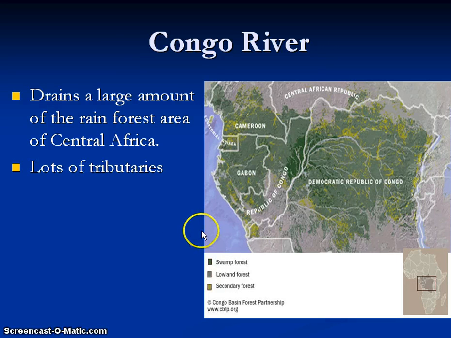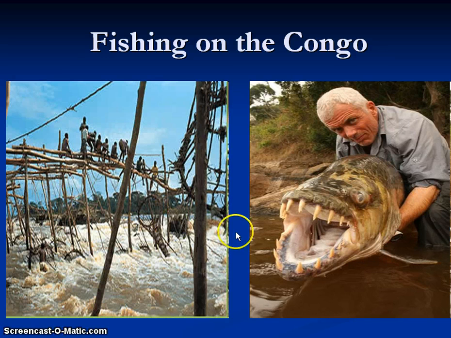The Congo River drains a large portion of the rainforest in Central Africa. There's lots of tributaries. It's kind of similar in some ways to the Amazon, except you don't have piranhas. You have fish like this there, which are kind of freakier on some level. But this is fishing on the Congo, how they set up these nets and catch areas to fish. Yeah, that fish is really kind of disturbing. I hope that guy knows what he's doing.